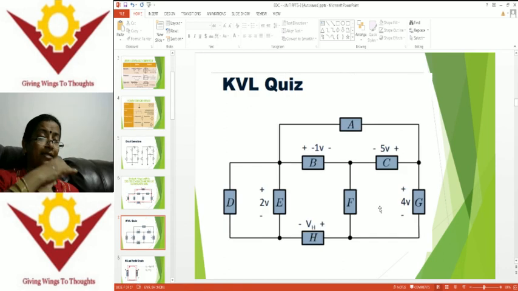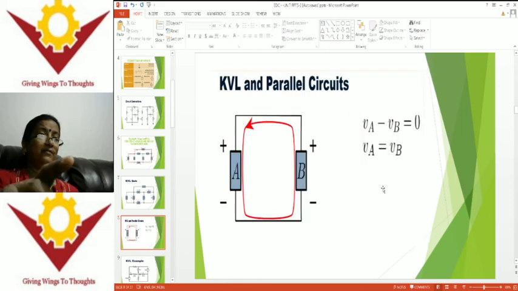Coming to this example as a quiz, suppose 2 volts drop across E, minus 1 volt drop across B and F here, and the drop across H is VH, and in this case minus 5 volts drop across C and 4 volts across G. In what way can we apply KVL and evaluate these particular voltages?